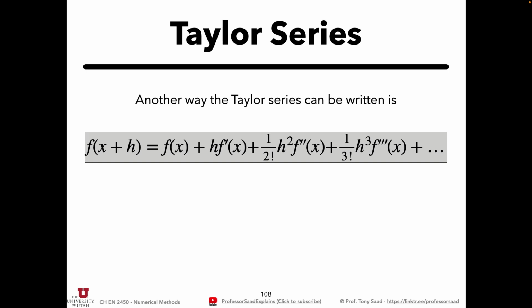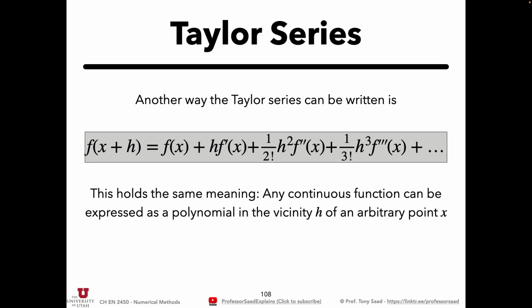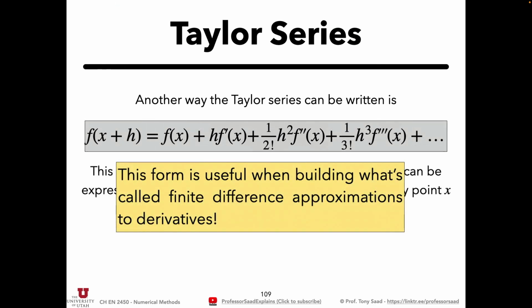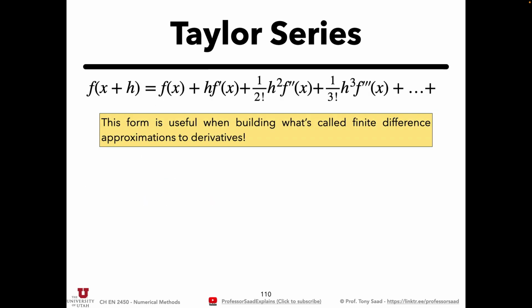You can take the previous formula and call A x and x, call it x plus h, and you'll get this answer. It's the same thing, just different naming. But this is more useful for differential equations. You will see that by the end of the semester. And it holds the same meaning: any continuous function can be expressed as a polynomial in the vicinity of h at an arbitrary point x. Okay? Like I said, this form will be useful in building what we call finite difference approximations.